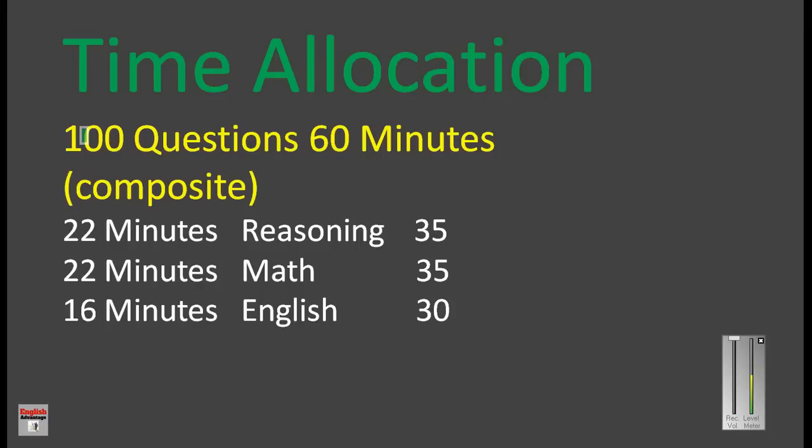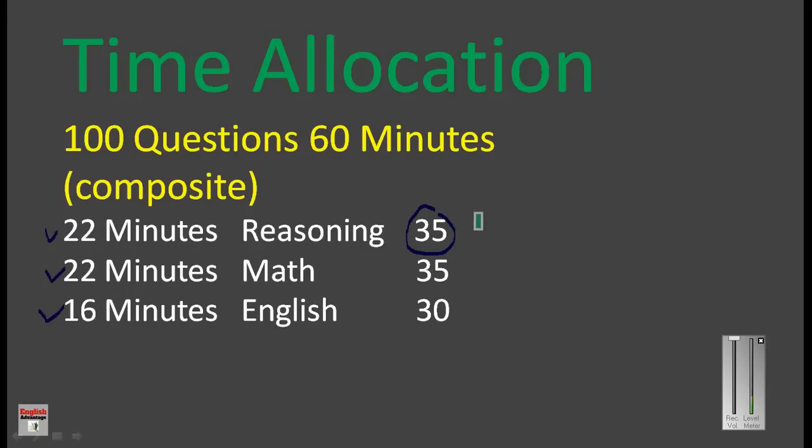Now here we will talk about how to crack the SBI PO pre-exam. So this is the best time allocation strategy in SBI PO pre. As you may know, there will be 100 questions, and the time given to you is only 60 minutes. So you have to apply this time allocation very effectively, and this is the best time management strategy. You can divide the 60 minutes into 22 minutes, 22 minutes and 16 minutes, where you can give 22 minutes for reasoning, 22 minutes for maths, and 16 minutes for English.